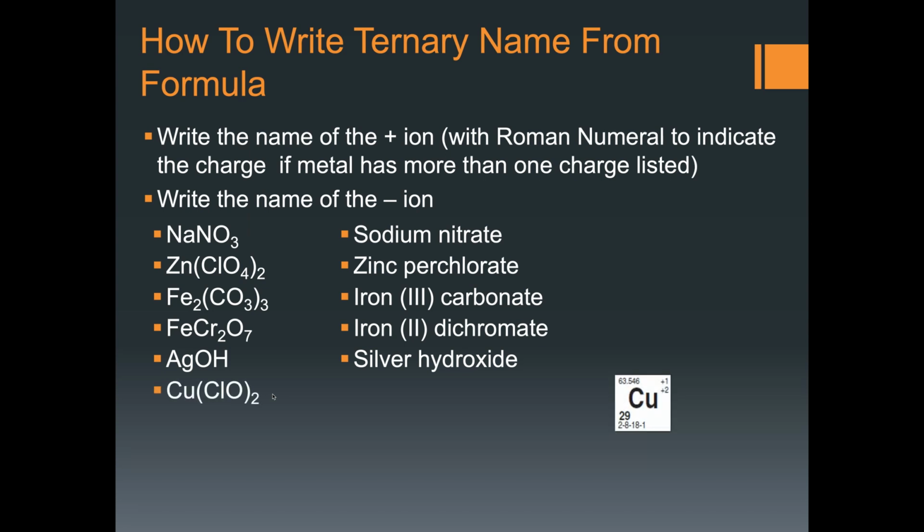Copper has more than one charge. Which one will drop and swap the 2 down here? +2 will. The other way we can look at it is ClO has a charge of -1. 2 times -1 is -2. What cancels out a -2? A +2. So either way you look at it, it's copper 2 hypochlorite.